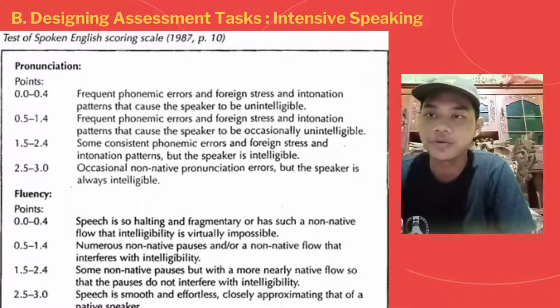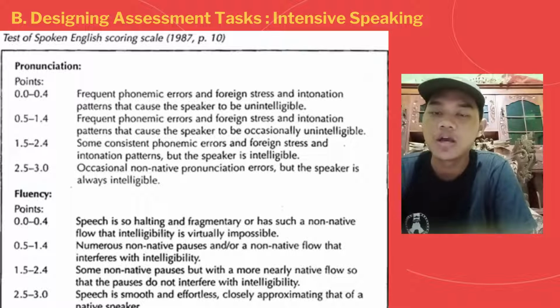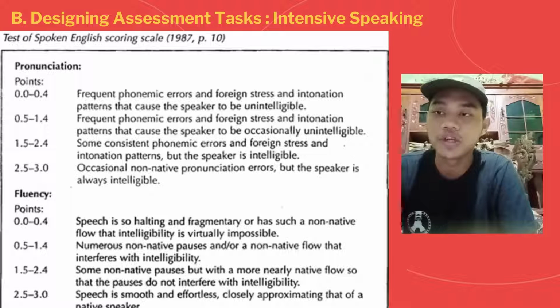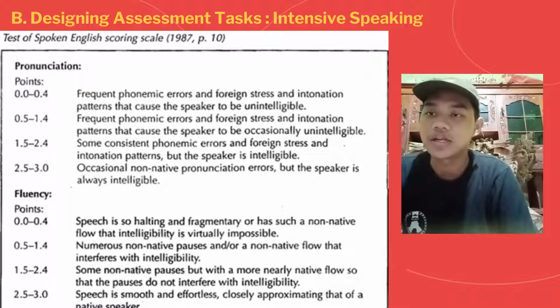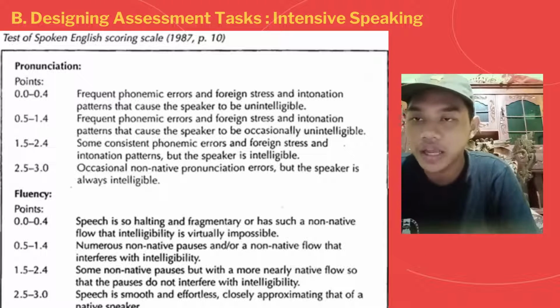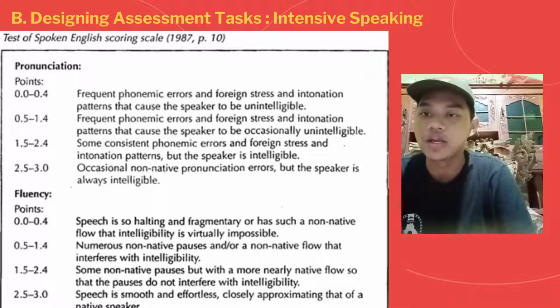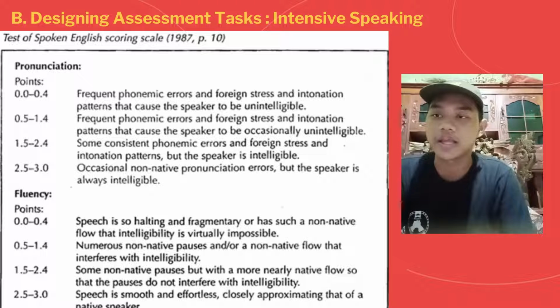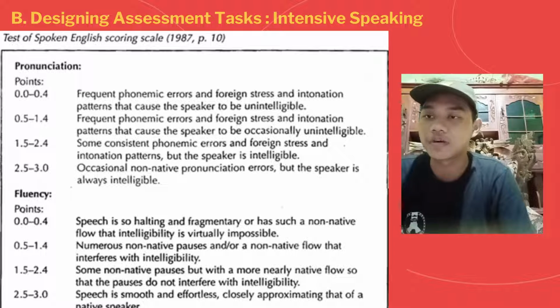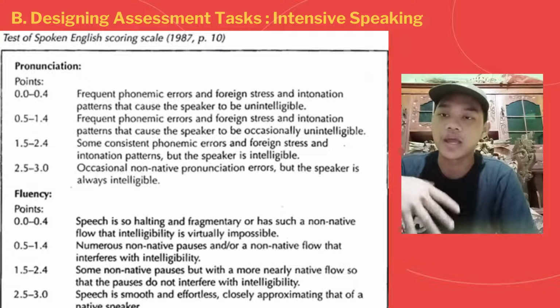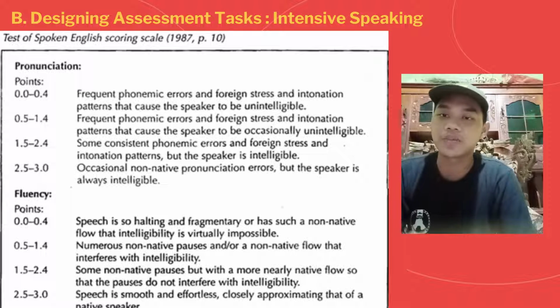In this slide, it's about how to do scoring in terms of speaking, especially for read aloud. As I stated before, for read aloud, the score is about the phonological aspect and also something else in speaking. As you can see here, according to the Test of Speaking scoring scale, 1987, page 10, it's an example of the scoring, for example from the pronunciation aspect and also the fluency aspect. These pictures already provide points or scales of pronunciation and fluency, starting from 0 till 4, and 0.5 to 1.5 and so on. Fluency also has the same specification of scoring and points from 0.0 to 0.4 and so on.